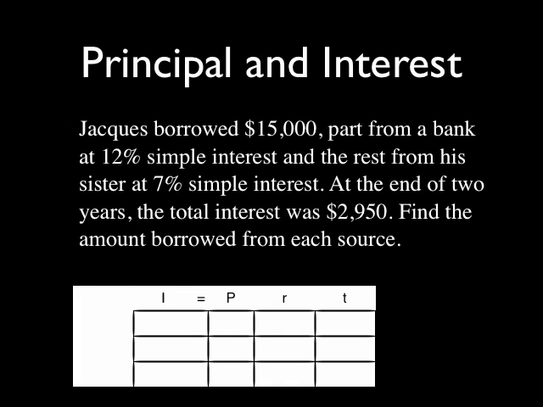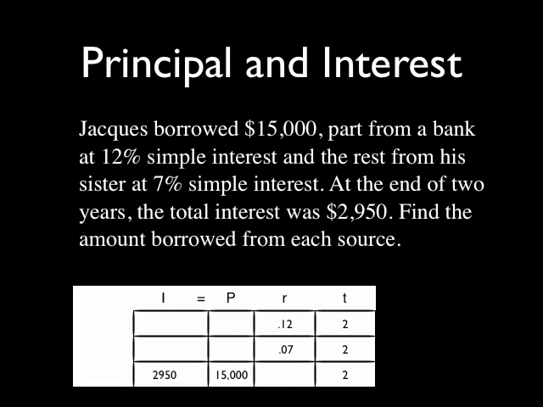Okay, now that you're back, we're going to say that we have 12% from the bank and 7% from his sister. $29.50 is my total amount of interest. That's I, it's not R. Okay, 2 years, so I don't have 1 year now, I have 2, and 15,000. Those are just putting all the numbers in the paragraph into the chart. Make sure that all those make sense.